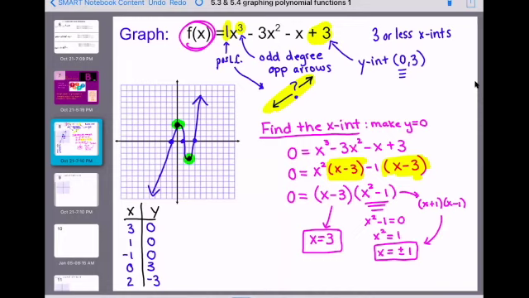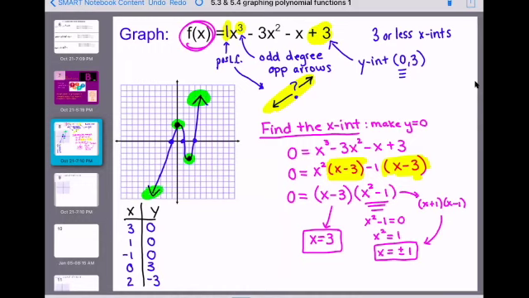Turning points become either a local maximum or a local minimum. This graph does not have a max. It does not have a maximum because the arrow is going up forever. So there is no maximum. There's also no minimum because this graph is going down forever. So there is no minimum.